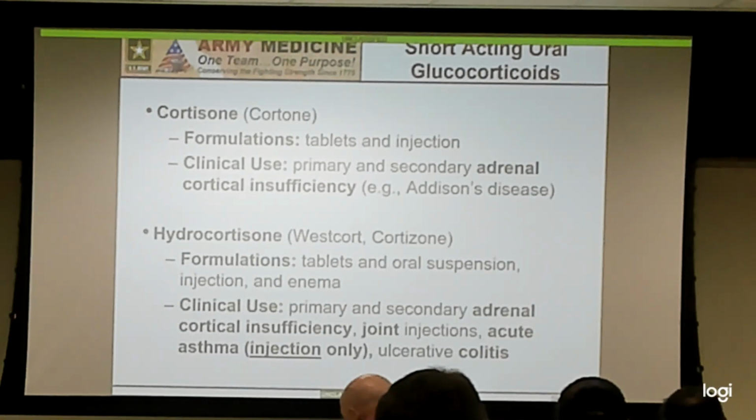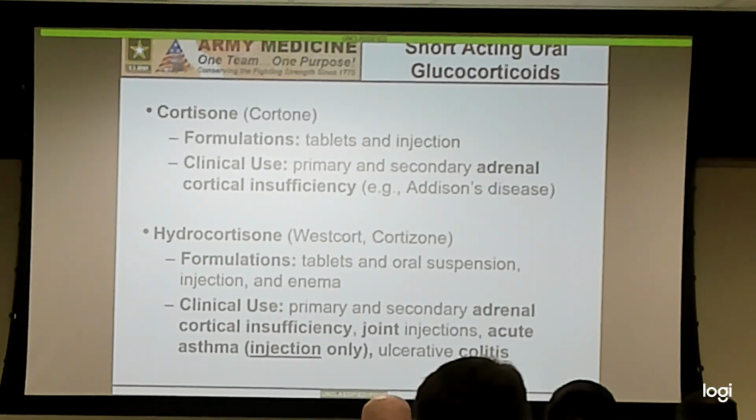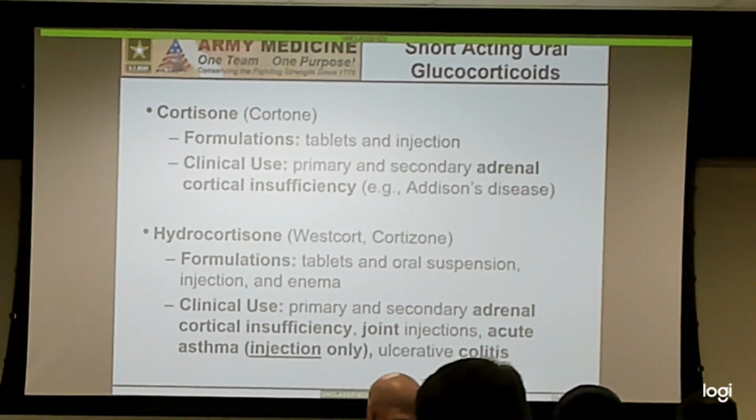So when we're talking about our orals, you have your cortisone tablet and injection is available. This is for our patients who have adrenal insufficiency, and we're just trying to help them. So our patients who have Addison's disease, okay? Your hydrocortisone, you see your different formulations: tablets, oral suspension, injection, enema. We have our cream as well, but because we're in our oral, more systemic exposure, that's why you don't see your topical here. All of these are also available that way.